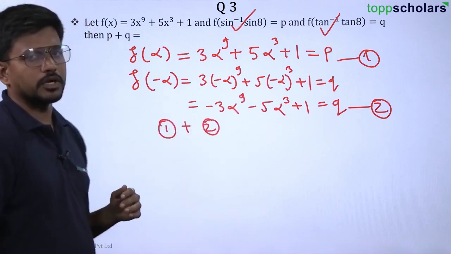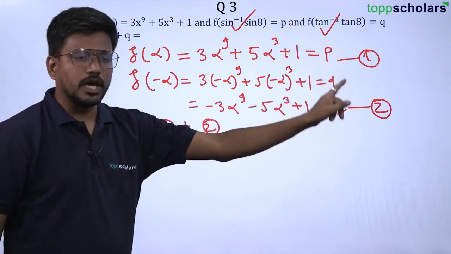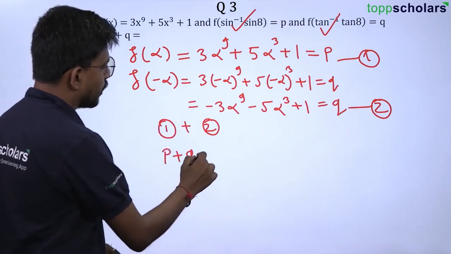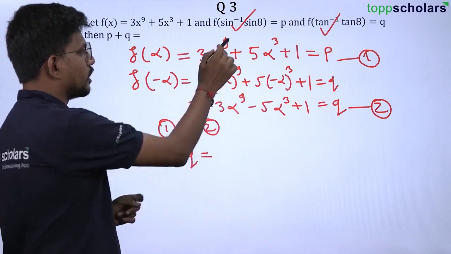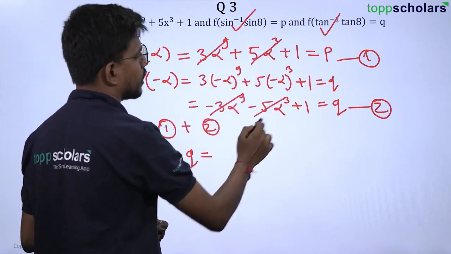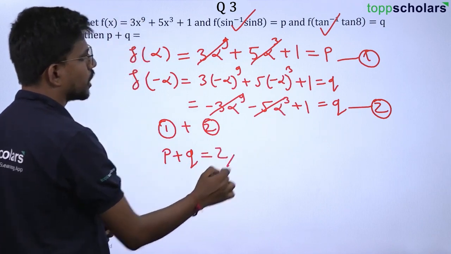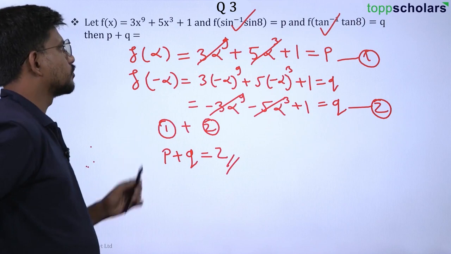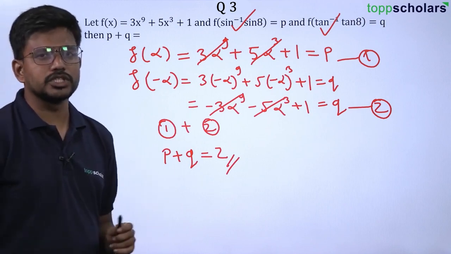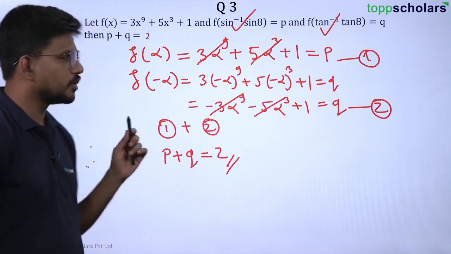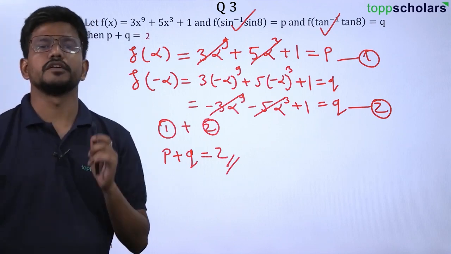When you add equation 1 and 2, the RHS is P plus Q. And when you add the LHS, 3 alpha raised to 9 cancels, 5 alpha cube cancels, 1 plus 1 is 2. So the correct answer to this question, the numerical value, has to be P plus Q, which is equal to 2. Let us check whether our answer is correct. So yes, the numerical value of this particular question is 2, which is definitely fine.